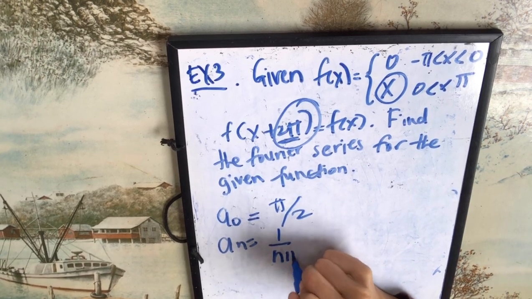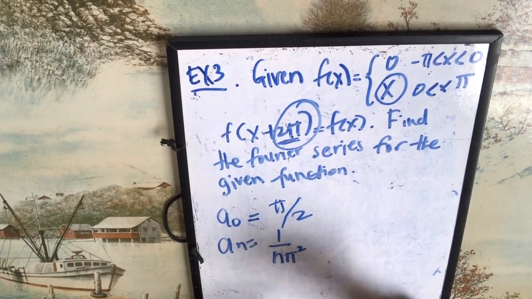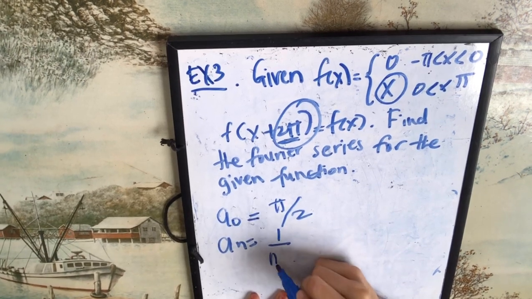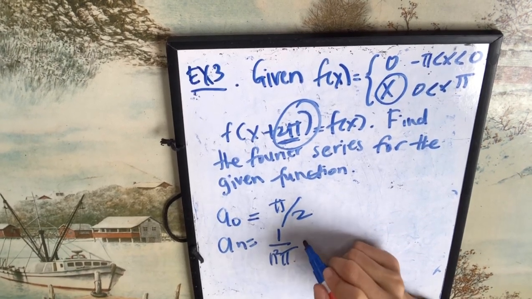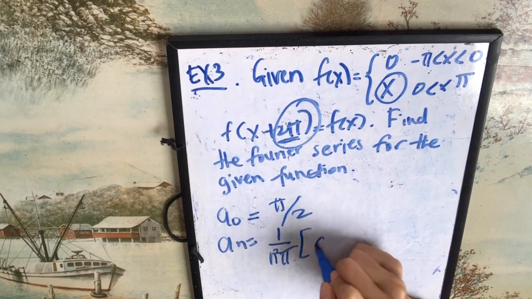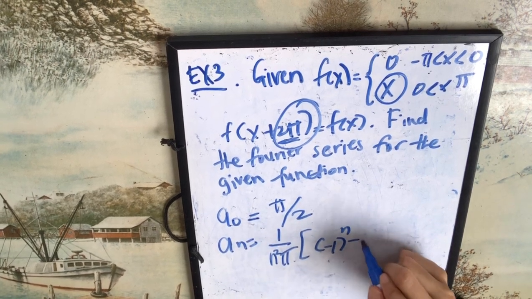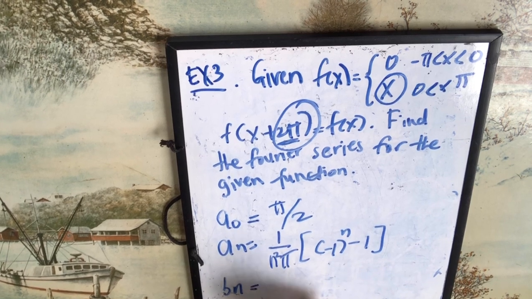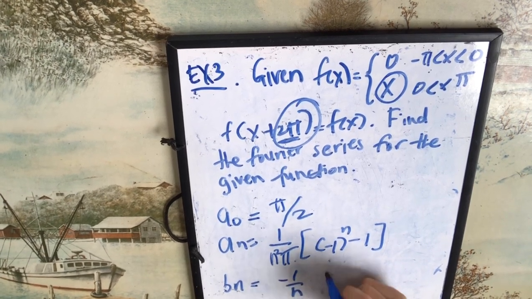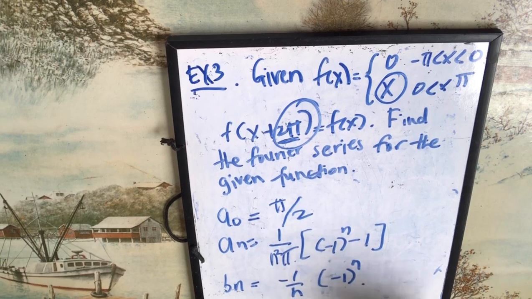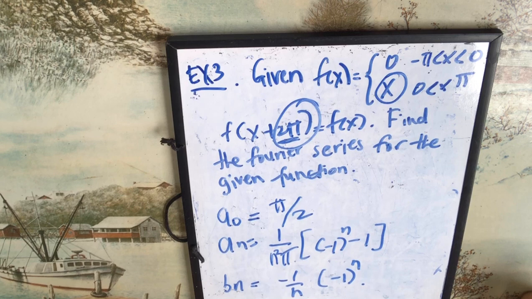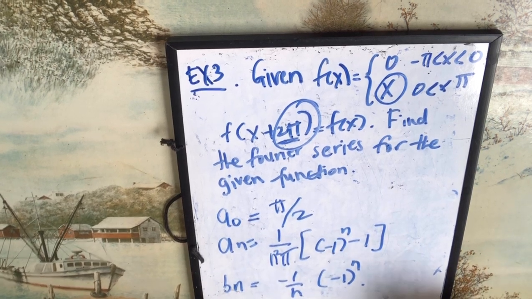And the answer for your an, you should get 1 over n squared pi. Okay, pi squared, not n pi bracket squared. Sorry, it is n square pi, and then in the bracket we have negative 1 power of n minus 1. This is your an. And the last one is your bn, which is negative 1 over n in the bracket, power of n. So with a0, an and bn, substitute back into the equation and you will get the answer.